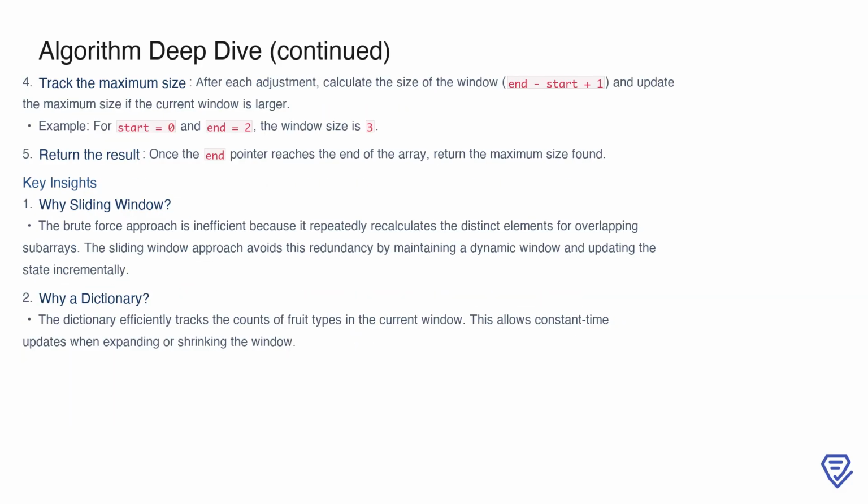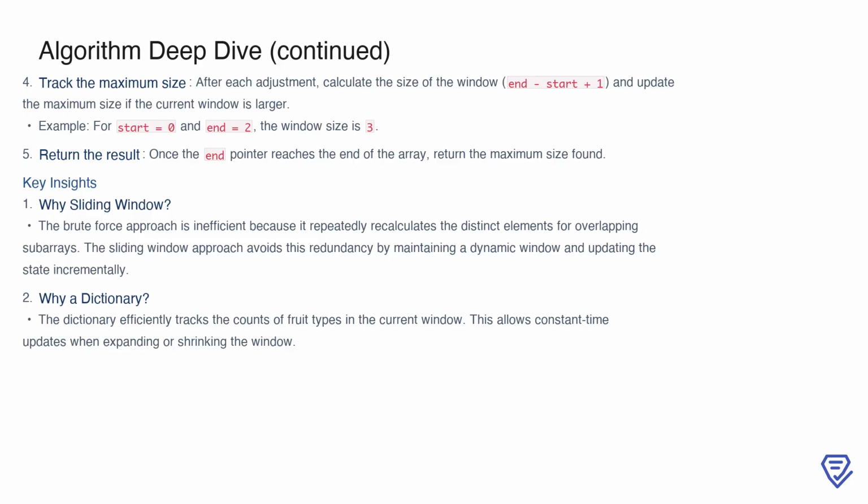As we dynamically adjust the window, we calculate its size as end minus start plus 1 and update the maximum size if the current window is larger than the previous maximum. For example, if start equals 0 and end equals 2, the size of the window is 3. Once the end pointer reaches the end of the array, the maximum size of all valid subarrays found during this process is returned as the final result.